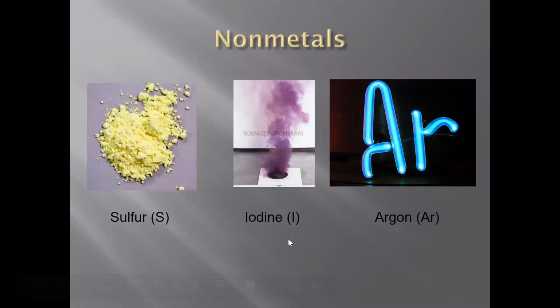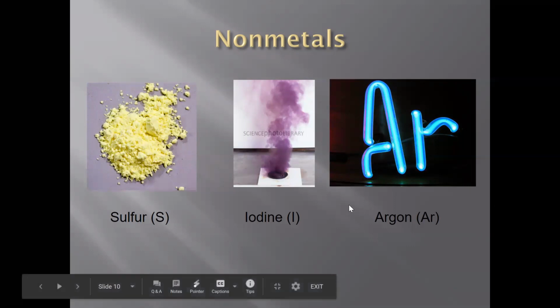So here's some examples of nonmetals. We have sulfur, which smells very, very strongly if you've ever been around it. We have iodine here, which, looking at iodine, you're seeing this purple smoke happening, but iodine itself tends not to be a bright purple. It kind of has this orangey yellow look to it. And then we have argon, which is one of the gases, but if you pump enough electricity through it, it will light up a certain color, in this case blue.